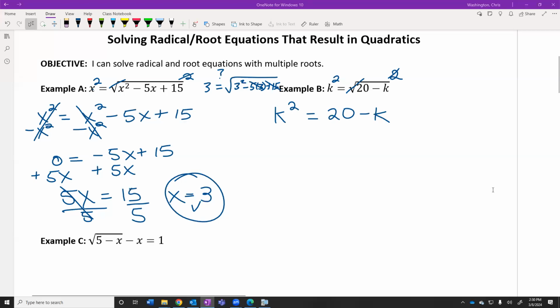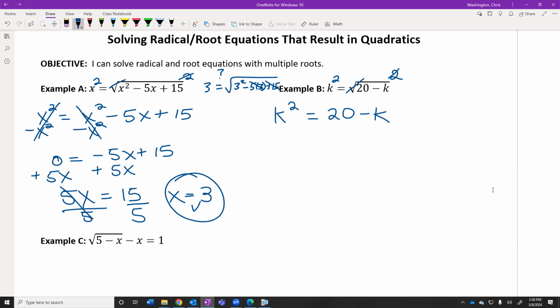All right, so we square both sides. The squared and the square root cancel each other out. We get k squared equals 20 minus k. That's a quadratic equation. And this time, unlike the first one we did, the k squared is not going to cancel out. If I want to factor, I want that k squared to stay positive.